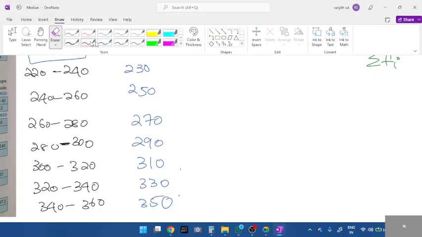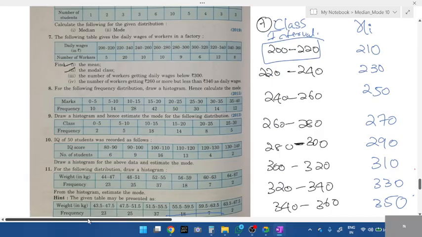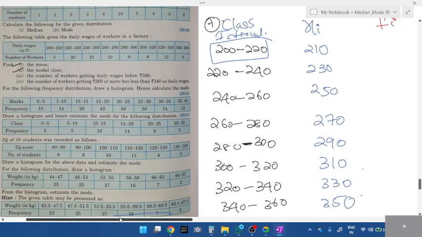Next, how do you solve this question? You need the summation of xi fi. Tell me the next step, Joanna. What do you do next? This is xi. What is fi? Is it given in the table? Yeah, tell me those values.